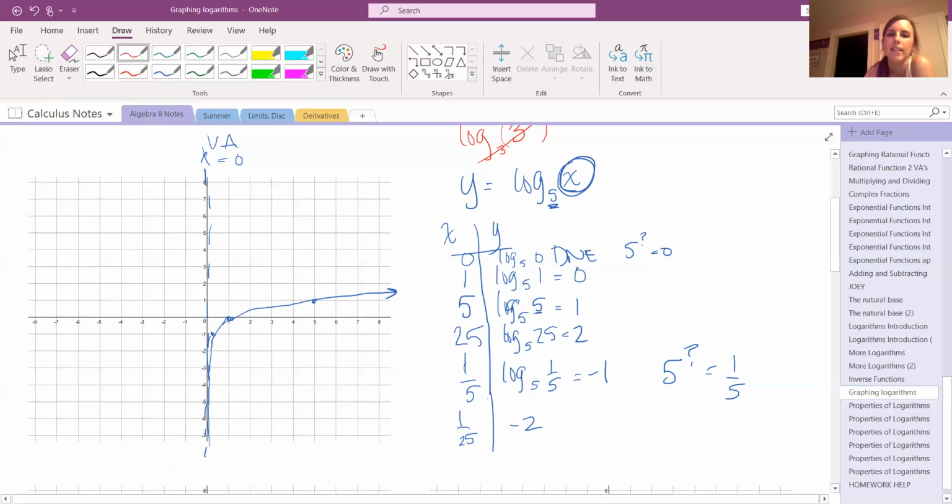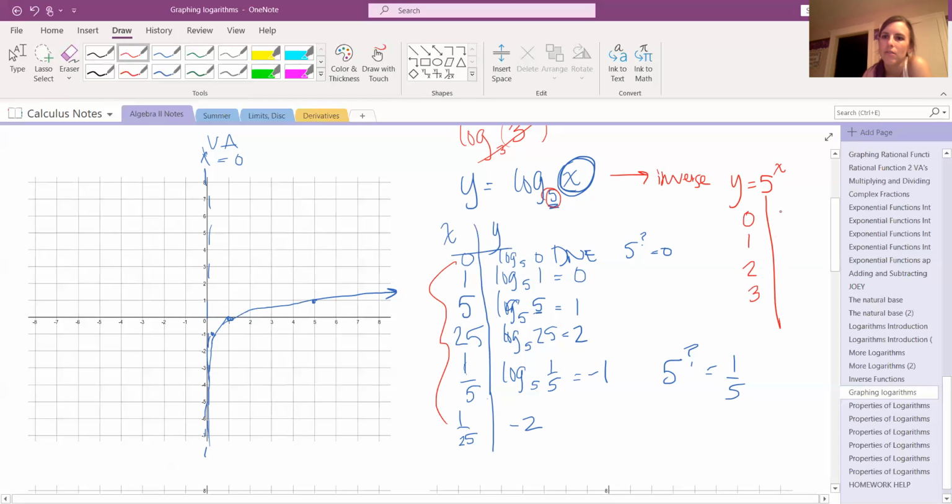Another way, let's say you're struggling to find some good input values. What you could do is plot the inverse of this. And the inverse of this is the exponential with the same base. So instead of log base 5 of x, it'd be 5 to the x. And it's really easy to plot 5 to the x. Here, I can just do any values I want.